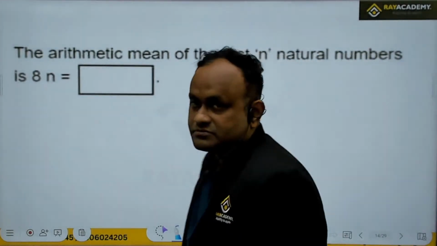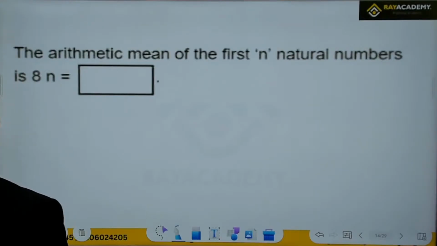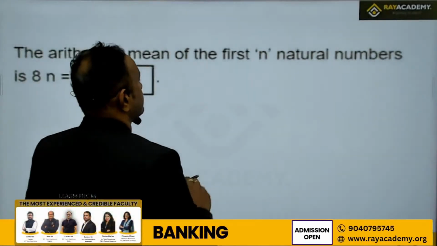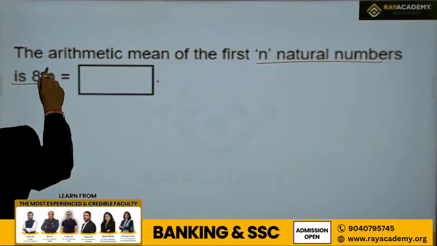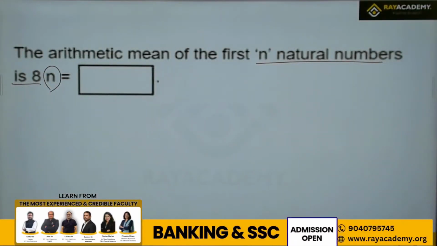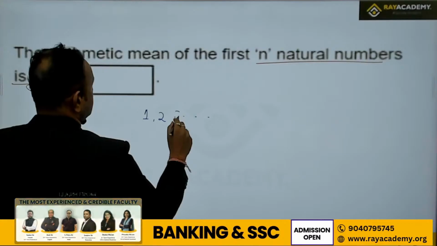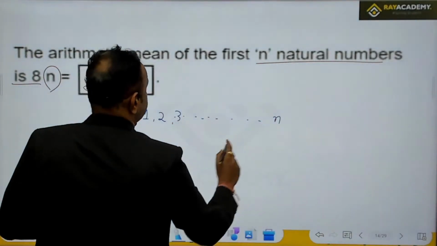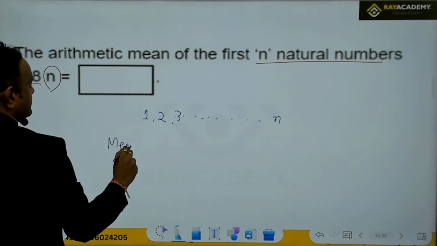Okay. Next question. The arithmetic mean of the first n natural numbers is 8. The arithmetic mean is 8. What is n? Okay. N natural numbers means natural numbers starting from 1: 1, 2, 3, up to n. Their mean is equal to 8.